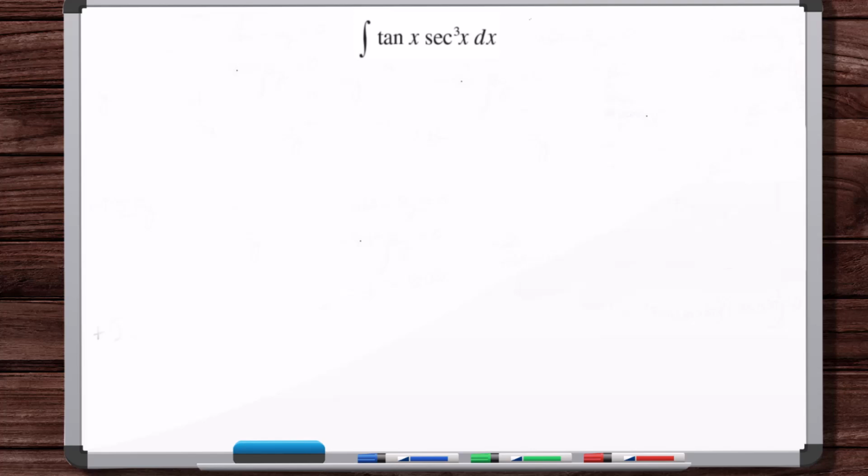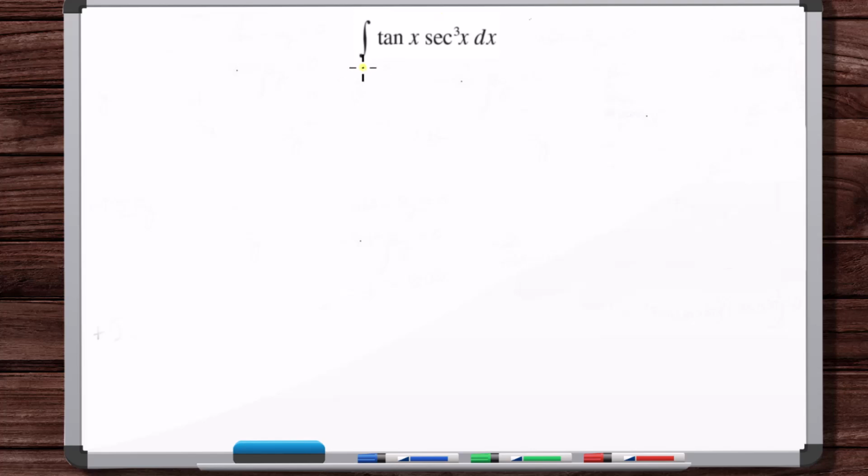In this video, we're going to solve more trigonometric integrals. So remember, this is not trigonometric substitution. This is trigonometric integrals, which are integrals where the integrand contains only trigonometric functions, either a single type of trigonometric function or some combination of trigonometric functions.